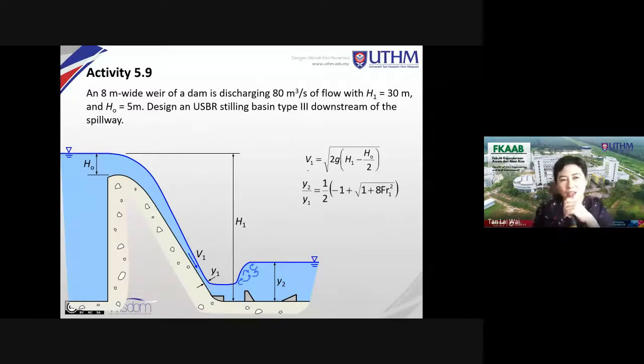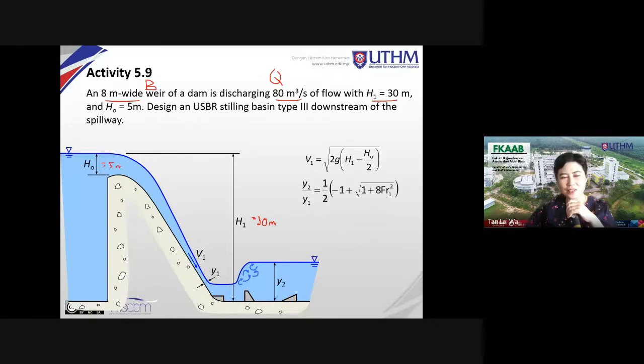This will be the last. I think I only have one exercise for this because it's very straightforward. I have an 8-meter wide weir of a dam. So this is your B. Okay, discharging, this is your Q, Qmax of flow with H1 30 meter. So this is 30 meter. You can imagine how high, huh? Okay. And then H0 5 meter.